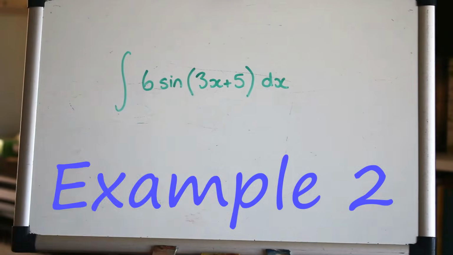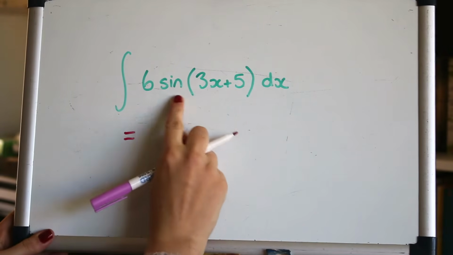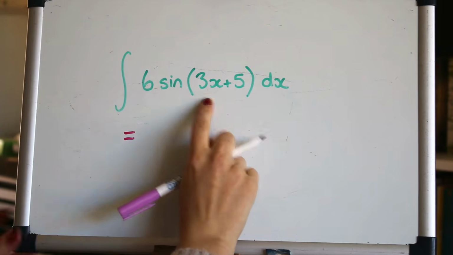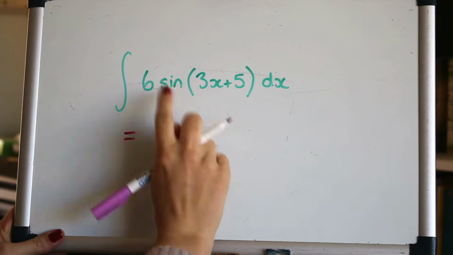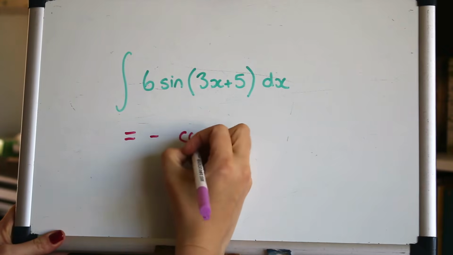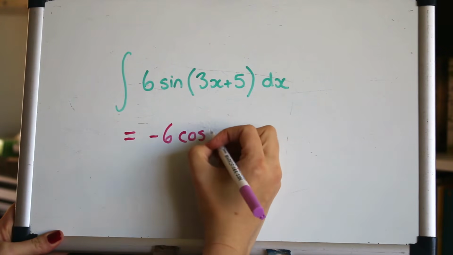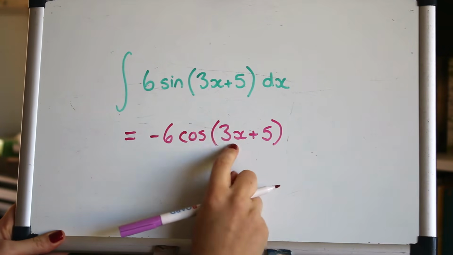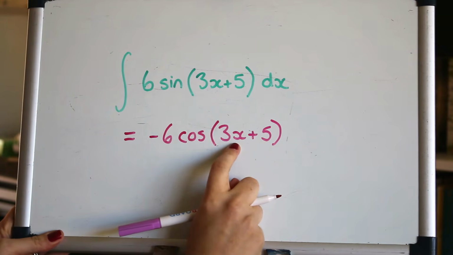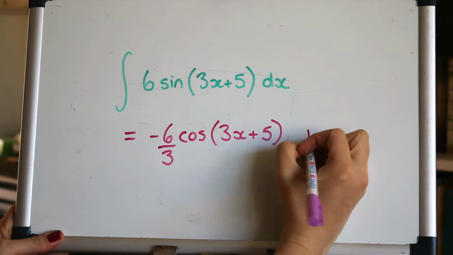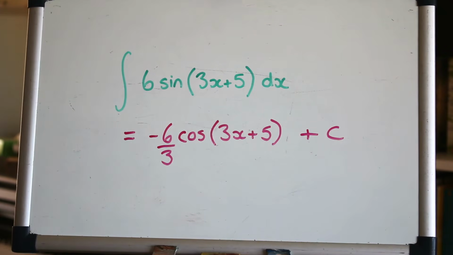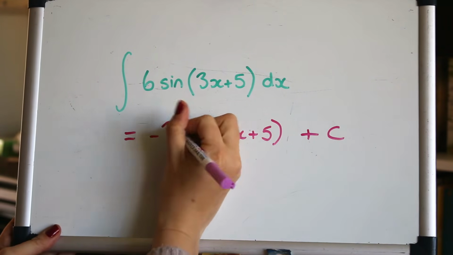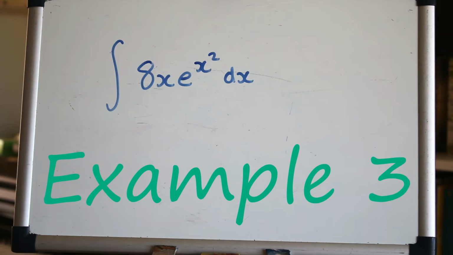Okay, second question now. Again, we're going to integrate the outer function, that's the sine bit, and then we're going to divide by the inner function. So first of all, integrating sine, we get minus cos. And I'm just going to keep the 6 at the front there as well. And that stuff is unchanged. And then we're going to divide by the derivative of the inner function, so that would be 3. And not forgetting plus c, of course, as always. 6 divided by 3, we can simplify that to 2.